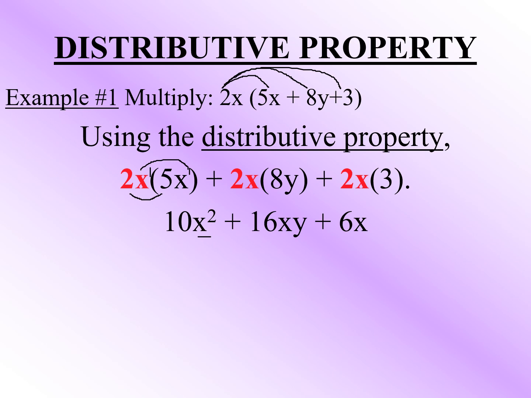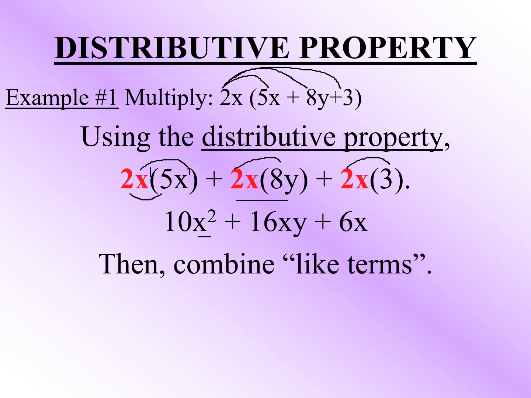Now we proceed with this pair of monomials. So we have 2 times 8, that is 16. And since we don't have a common base, we just have to copy x and y. So you have 16xy. And then we also have 2 times 3, that is 6, and then we copy x. All right, then combine like terms. But in this case, we don't have like terms. So our final answer will be 10x squared plus 16xy plus 6x.